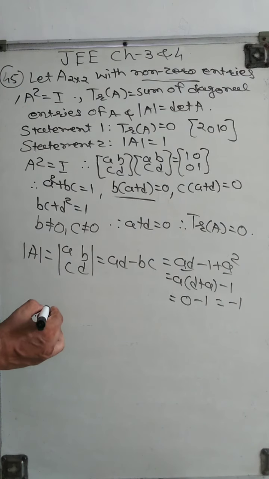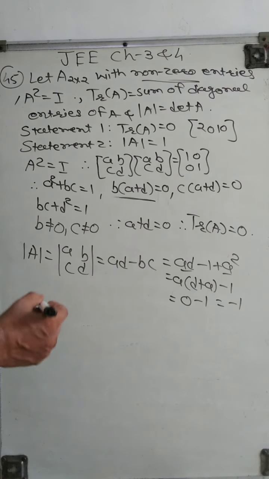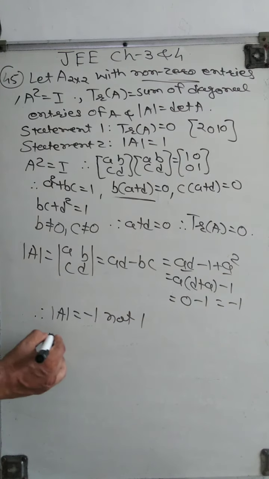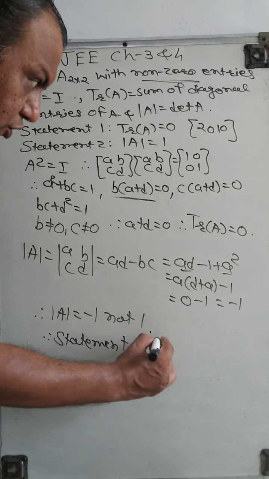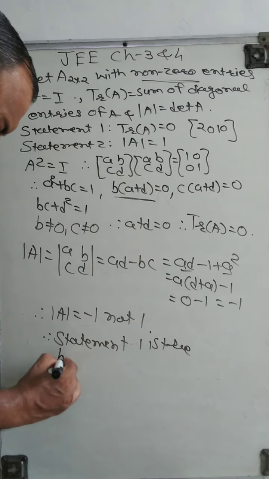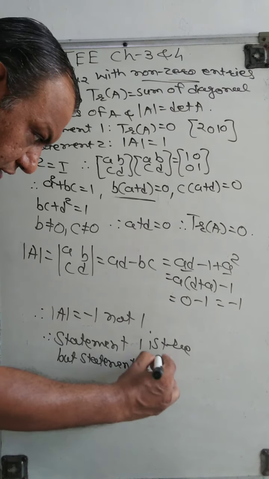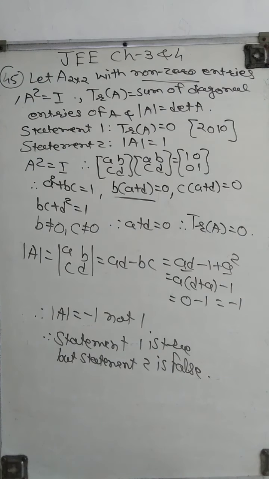So we can say that, or just a minute, 1 minus BC is equal to, okay, so this is minus 1, therefore determinant A is equal to minus 1, not 1. Therefore statement 1 is true, but statement 2 is false, right? So this way we can find our answer. Then we go for the next one.